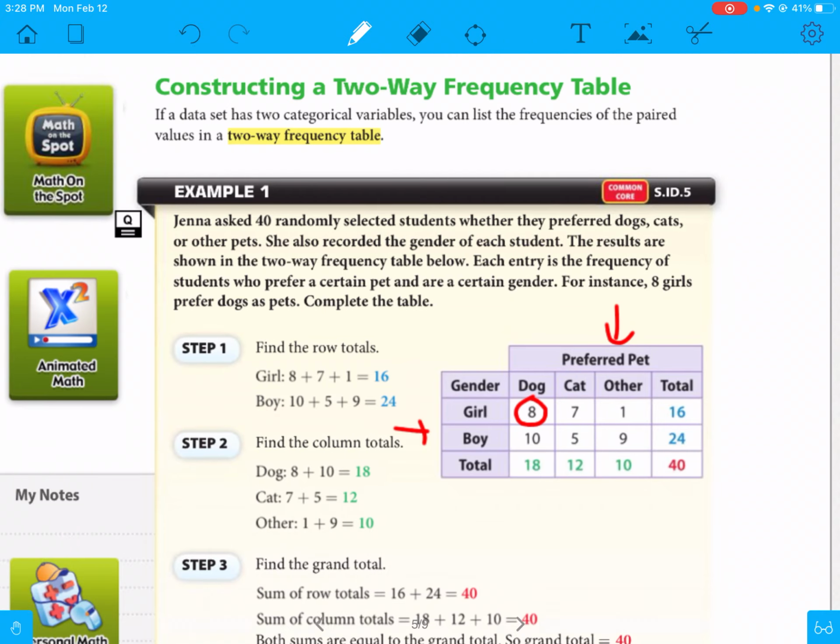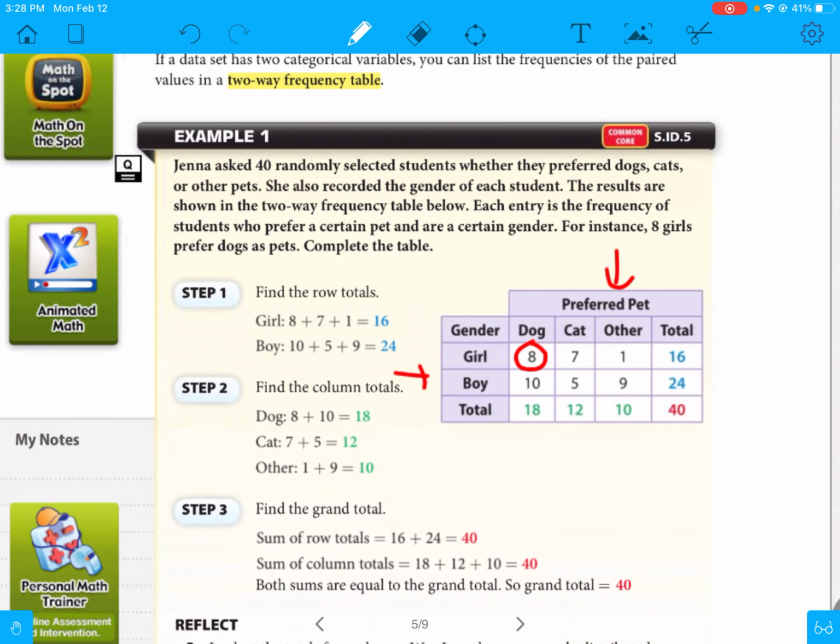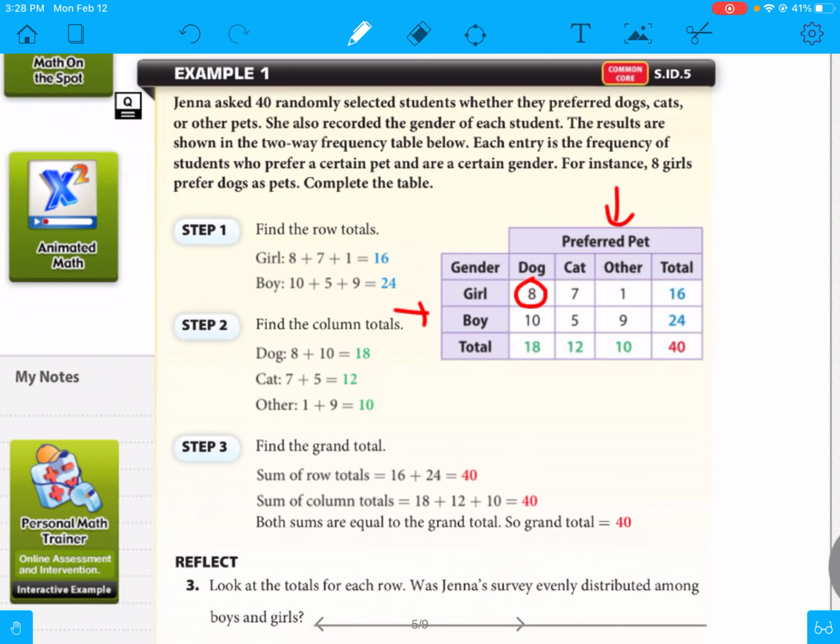So what we have to do is total up the rows. Remember, the rows go left to right, columns go up and down. If you want to think about it like Greek columns, they go up and down. So 8 plus 7 plus 1 is 16. 10 plus 5 plus 9 is 24. And then you can add going across, you can add up and down, and then the total number that we have is 40. That's your grand total.